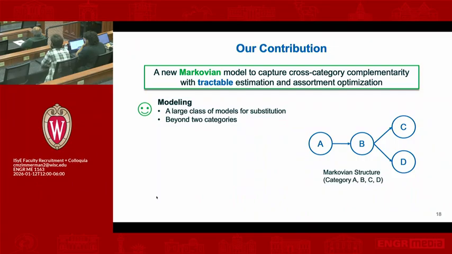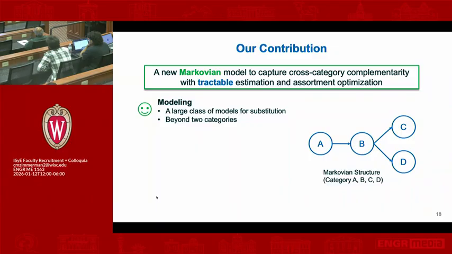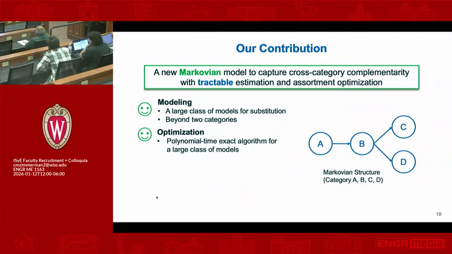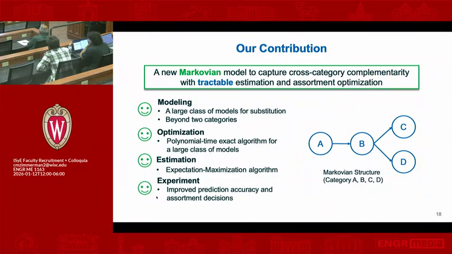For modeling, we can allow a large class of models for substitution within each category, and we can model any directed acyclic graph structure. So this figure is an example of 4 categories, A, B, C, D. And for optimization, we have a polynomial time exact algorithm for a larger class of models for substitution within each category. For estimation, we develop an expectation maximization algorithm to learn the model from data. And I will also show you the experiment results to show the model improved prediction accuracy and assortment decisions.